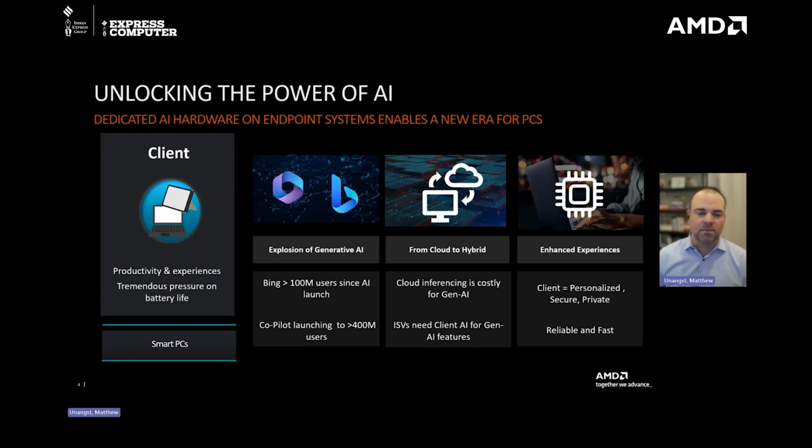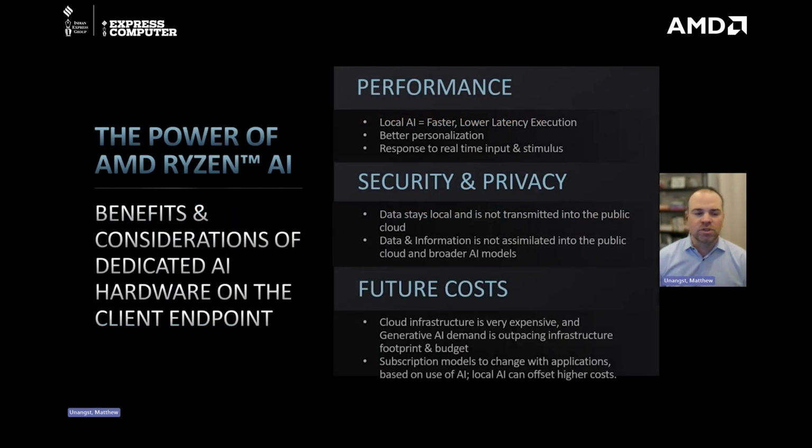And that's where client comes in. Client has a real opportunity to scale this AI technology in a way that's not available by the cloud alone. And so by deploying AI solutions in our client devices with Ryzen AI, we can deliver great user experiences and scale that AI capability into a lot more users' hands in a very effective way. So let's talk about the benefits of running AI on the client device.